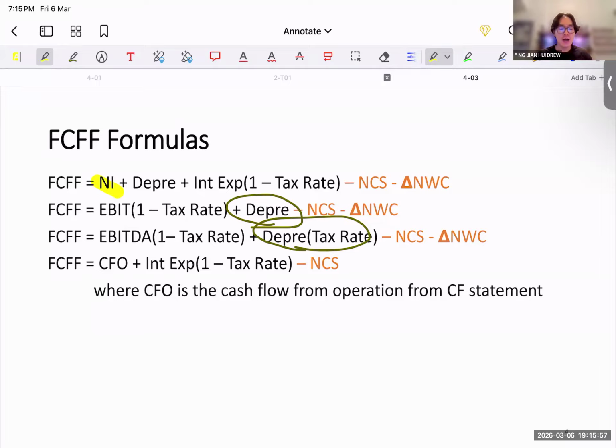So I have a question here. Since you start with net income, why do we need to add depreciation and why do we need to add interest expense?